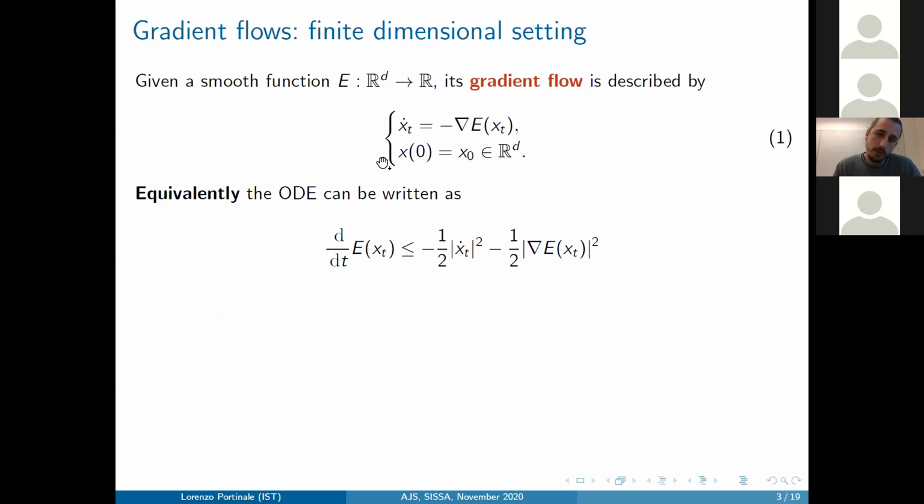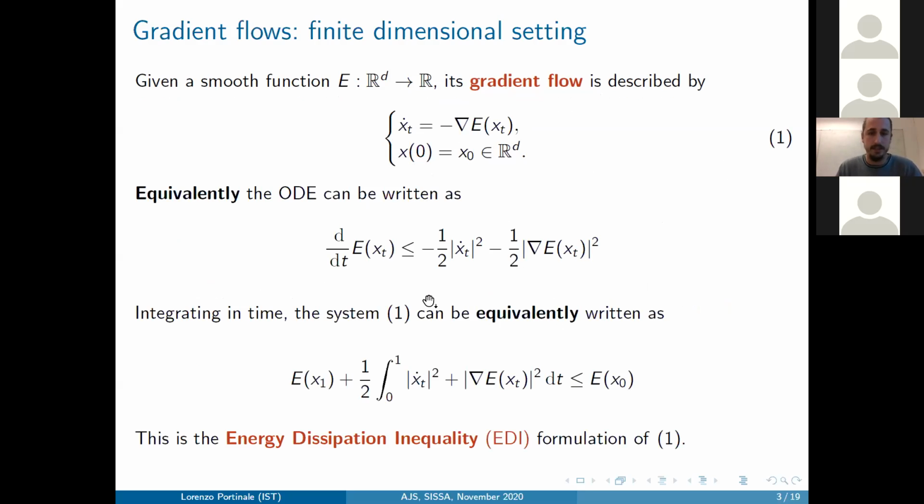Now, if I also want to take into account the initial datum, I can simply integrate in time. If I integrate in time, I get exactly this. I get what is known as the energy dissipation inequality, so the EDI formulation of this system. It's called a dissipation inequality also because, as you can see here, the energy is decreasing as we expected, and you can also quantify precisely how fast the energy is decreasing. It is decreasing proportionally to the square of the velocity and the square of the gradient.